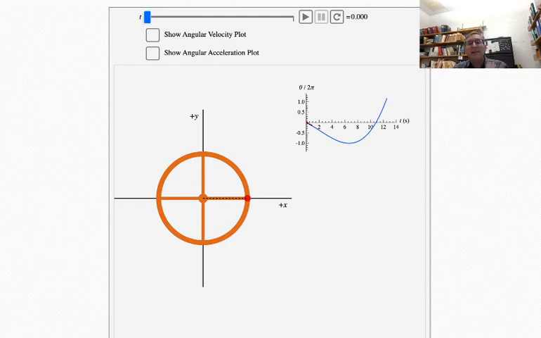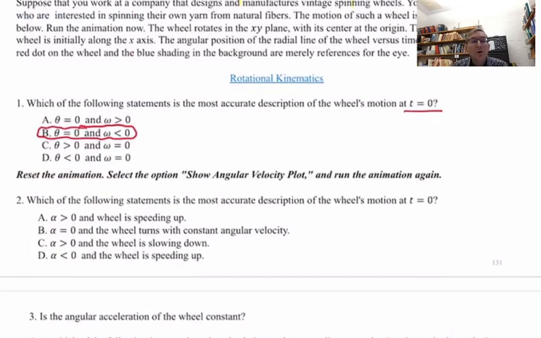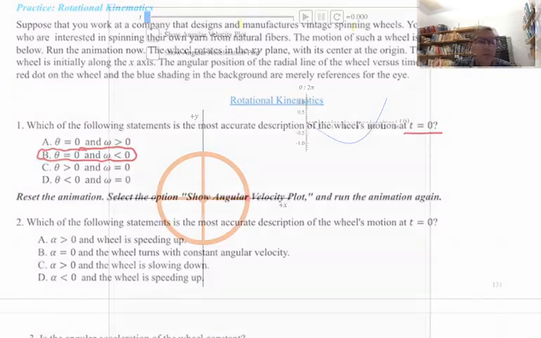Okay, so initially the angular position is 0, and we have clockwise rotation, so the angular velocity is negative. Next question. We're supposed to reset the animation. Fine, we can do that. And select the option, Show Angular Velocity Plot, and run the animation again. We're going to be asked about the most accurate description of the wheel's motion at t equals 0. So more about what's happening at t equals 0.